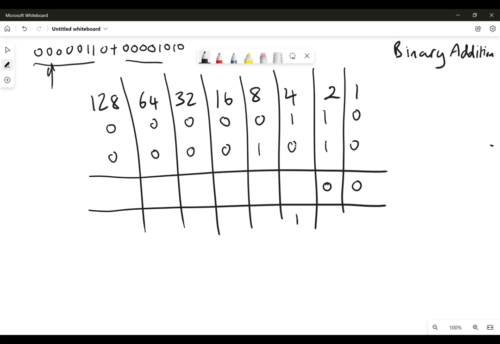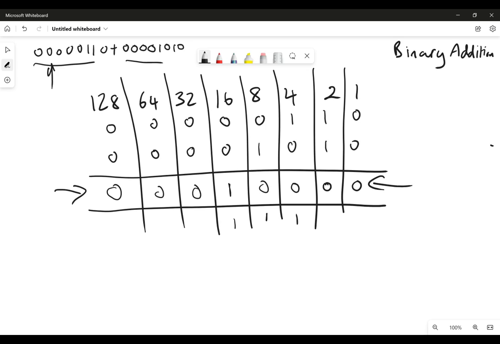1 plus 0 plus 1 again is 0, remainder 1 again. 0 plus 1 plus 1 is 0, remainder 1 again. 0 plus 0 plus 1 is 1. Okay. 0 plus 0 is 0. 0 plus 0 is 0. 0 plus 0 is 0. Okay, that is our answer. Just simply that there. From there to there.